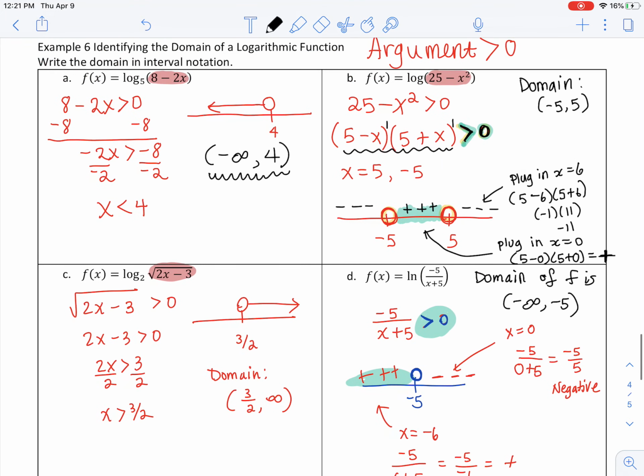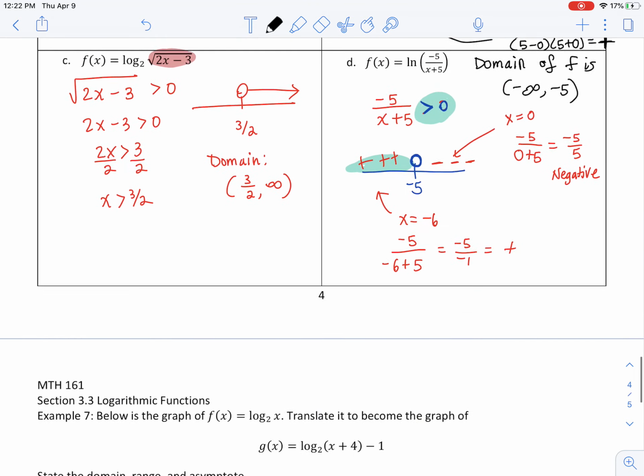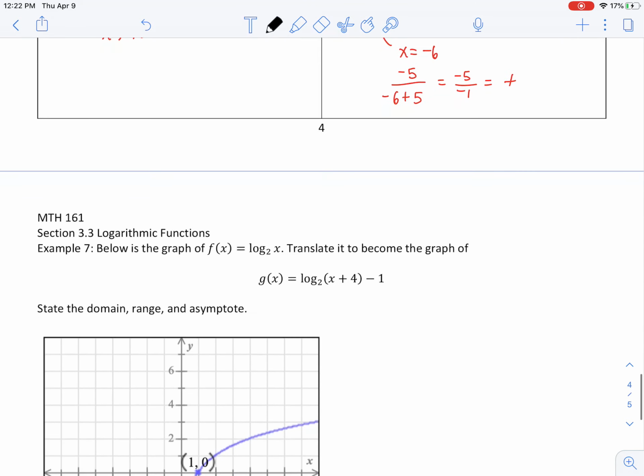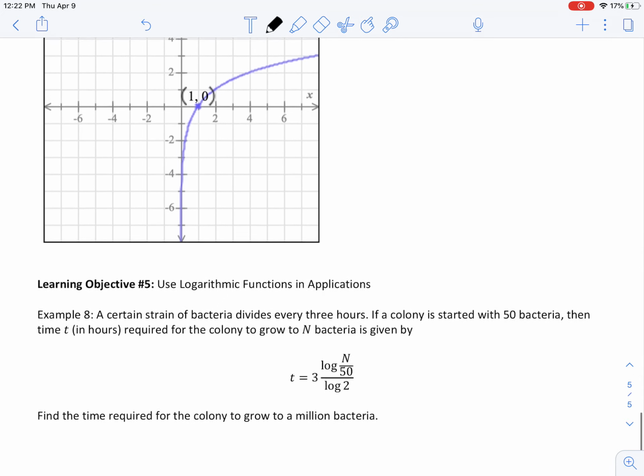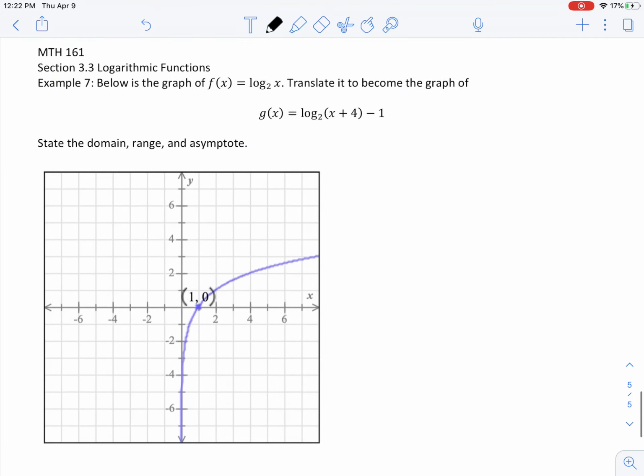Not only were we talking about the domain of logarithmic functions, it was a great opportunity for us to review solving polynomial inequality and solving rational inequality. Now that leaves us with the very last page, examples 7 and 8. This isn't going to take long, so I'm just going to finish this and then we'll talk about the quizzes and classwork, okay? All right, example 7.